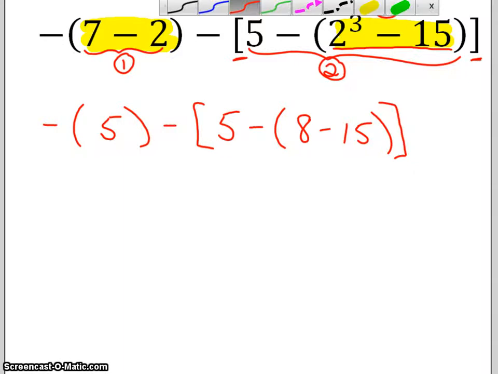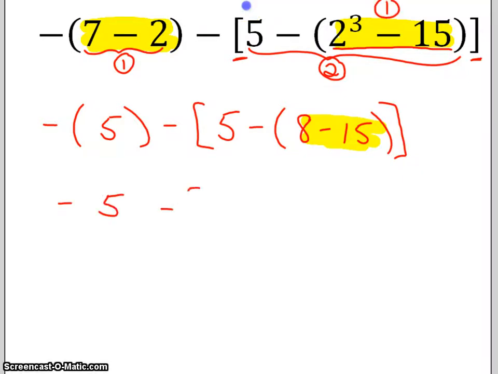We still have parentheses here that we need to take care of. So let's work on that right now. We could just call this a negative 5 minus. Keep the bracket, 5 minus. Now, 8 minus 15. That's negative 7.